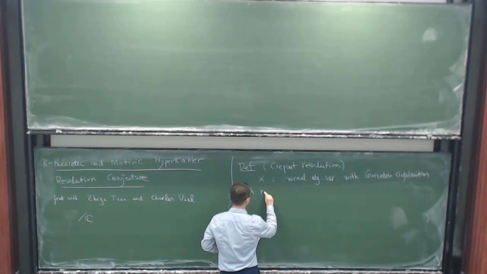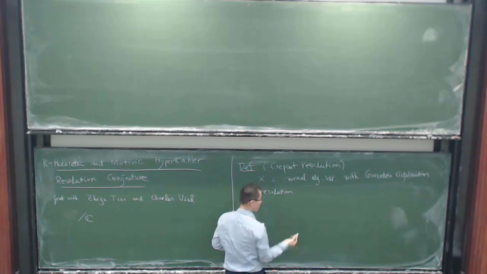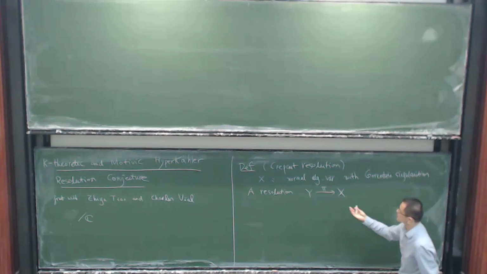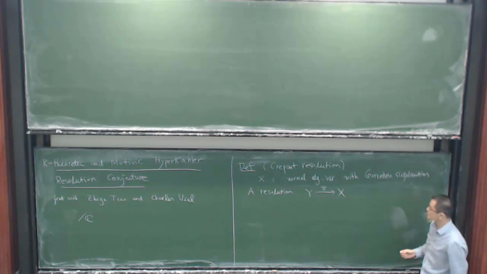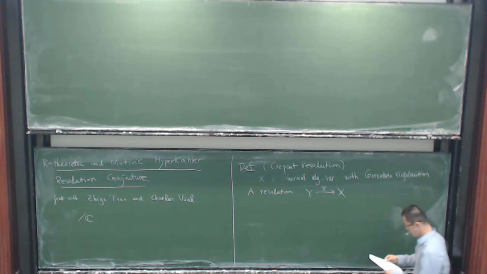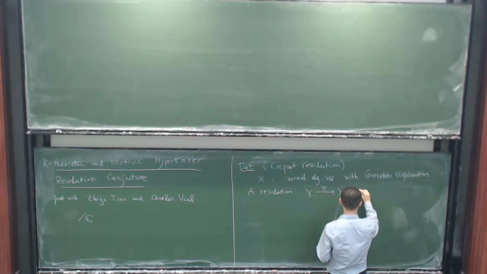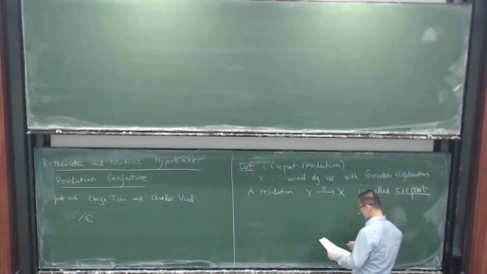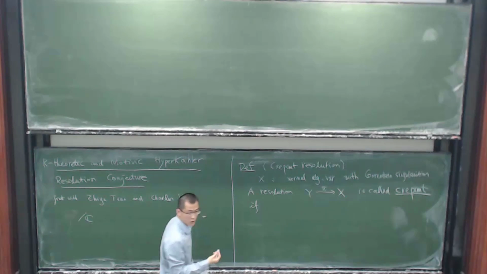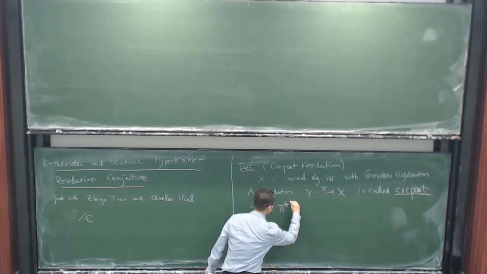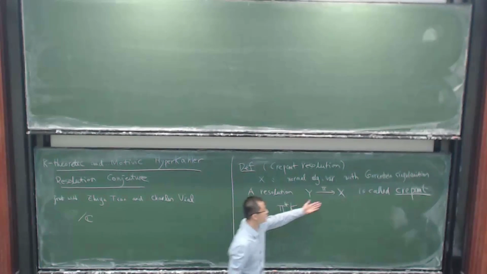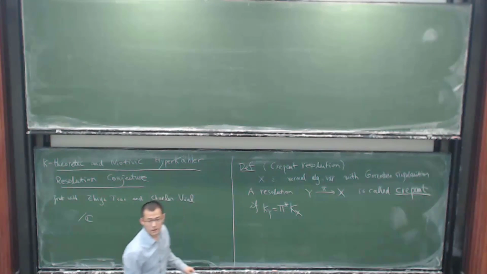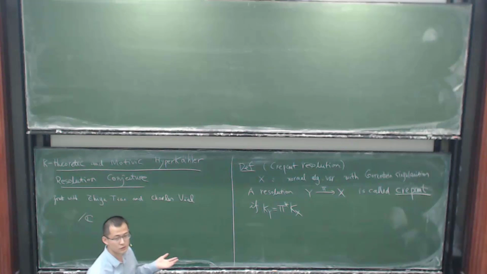And a resolution of singularity, I will say just a resolution, Y to X, and call this pi. So a resolution for me is always a projective birational morphism. And it is called crepant if there is no discrepancy, namely the pullback of the canonical bundle, which is well defined due to the Gorenstein condition, is exactly the canonical bundle of Y. So this is some minimality condition on the resolution of singularities.